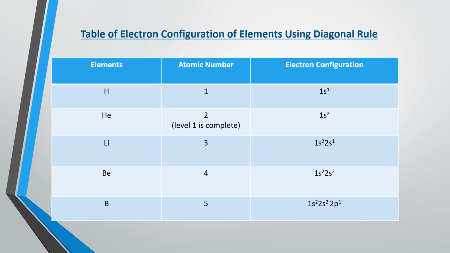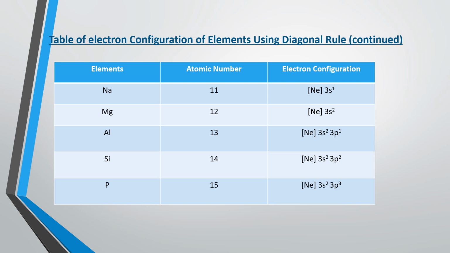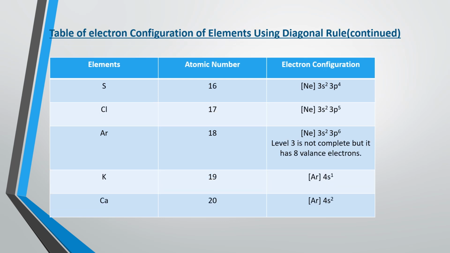Table of electron configuration of elements using the diagonal rule, from hydrogen to boron. From carbon to neon. From sodium to phosphorus. From sulfur to calcium.